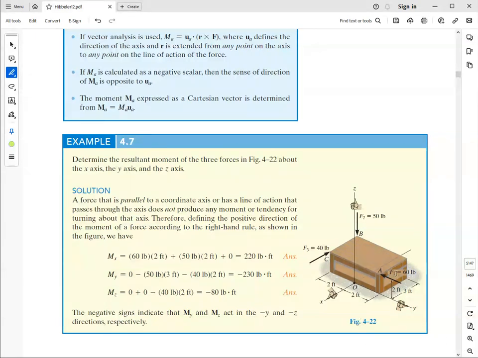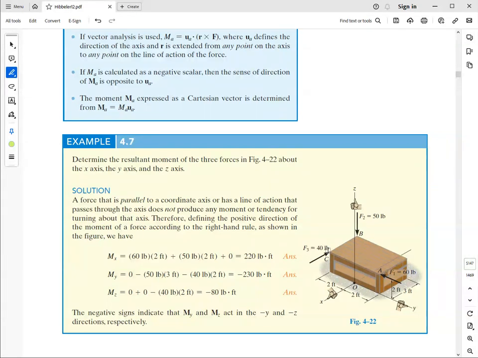So for example, F1 here, being parallel to the y-axis, does not produce a moment about the y-axis, and intersecting the z-axis likewise does not produce a moment about the z-axis. So really, F1 is inducing a moment about the x-axis. That will be a positive moment, and the magnitude of it will be 60 times 2, and again positive because it's the direction of x, or we can just say 60 times 2 times the i unit vector.